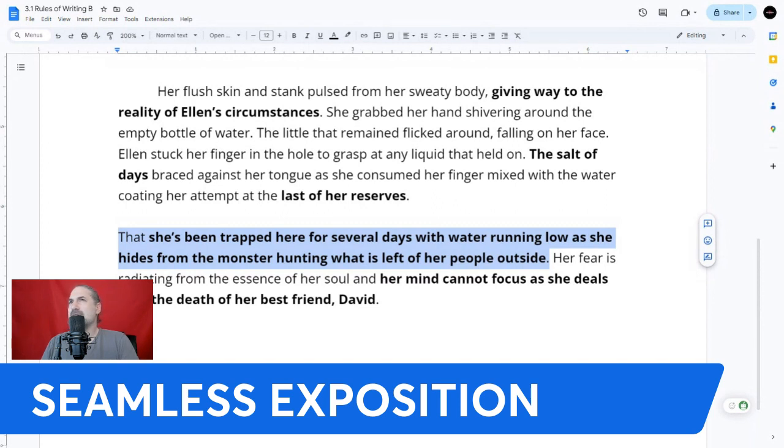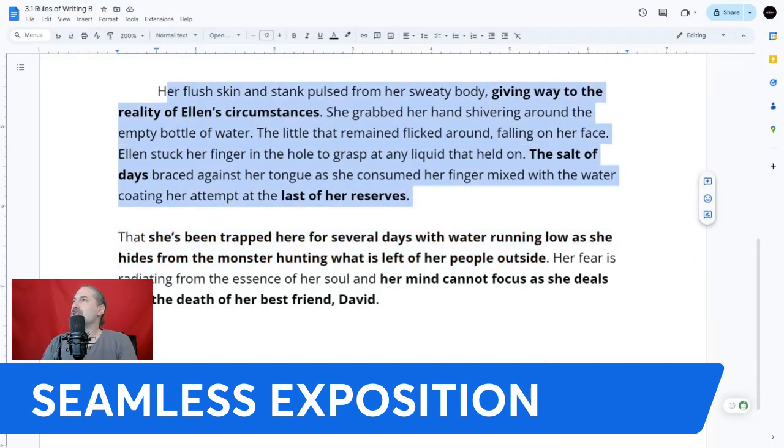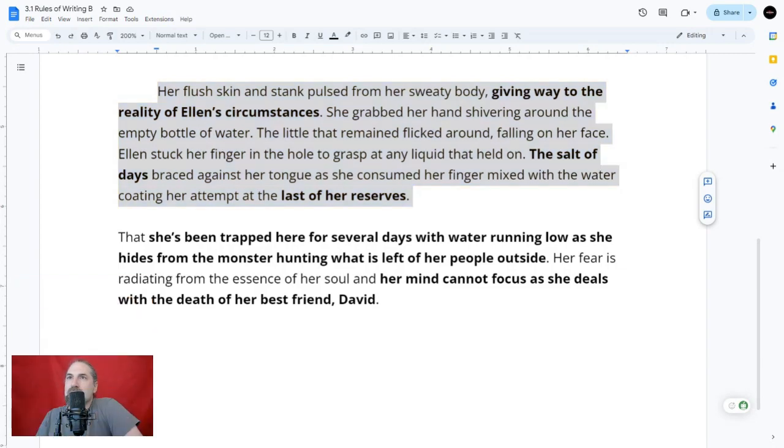So the only thing I got to really get in there is the monster hunting what is left of her people, which we can build to. We can explain that over the course of the chapter without going right into it. But this allows enough information to understand what's going on while being able to experience the necessary exposition to get the reader into that room with Ellen. Poor Ellen. All right. I hope that was helpful.